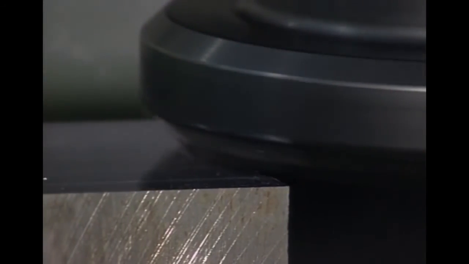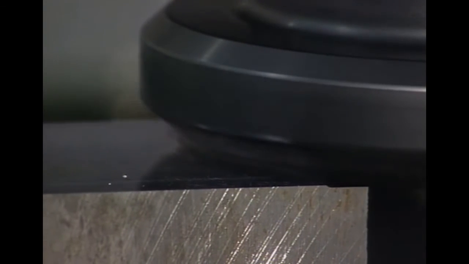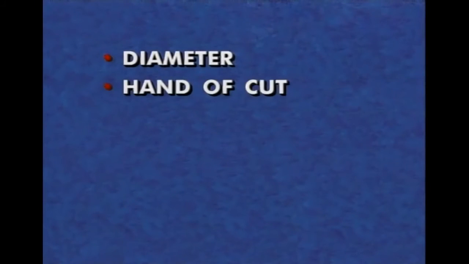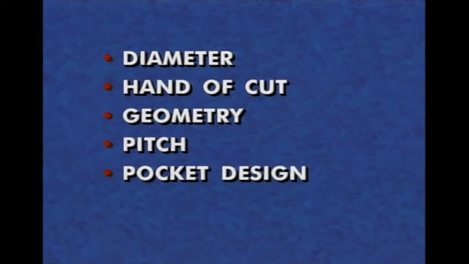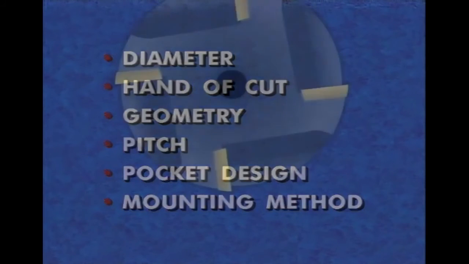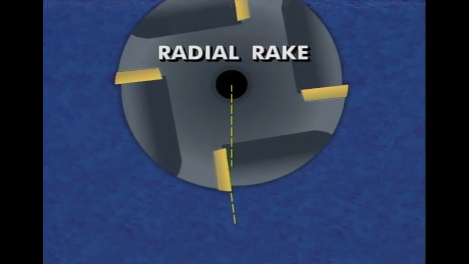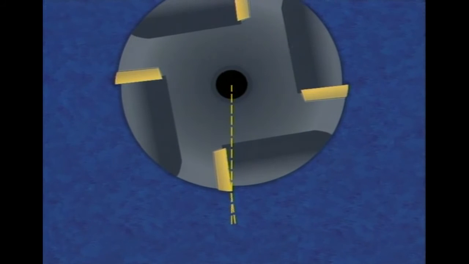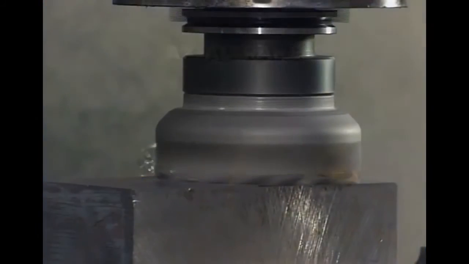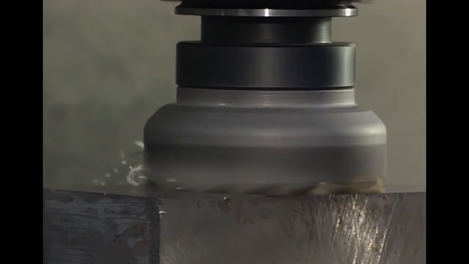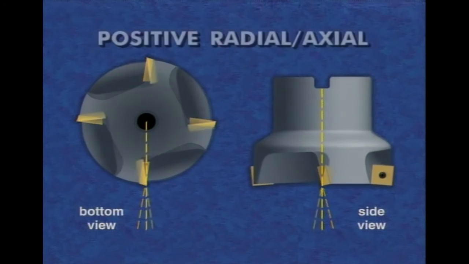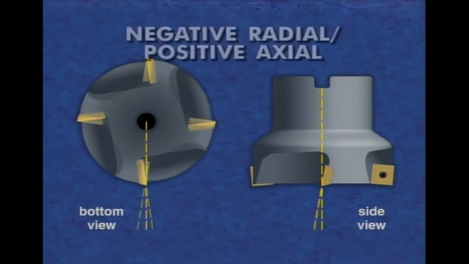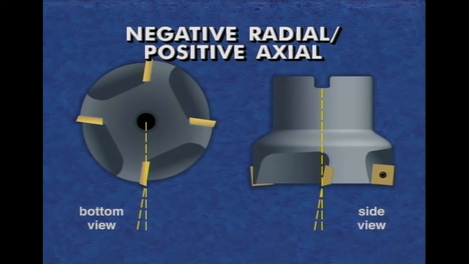Multi-point tools rotate to cut. Face milling cutters are a type of multi-point tool. Face milling cutters vary in diameter, hand of cut, geometry, pitch, insert pocket design, and mounting method. The two rake angles determined by face milling cutter bodies are the radial rake and the axial rake. These two may combine in three ways for three different geometries of face mills: negative radial and axial, positive radial and axial, and negative radial, positive axial.